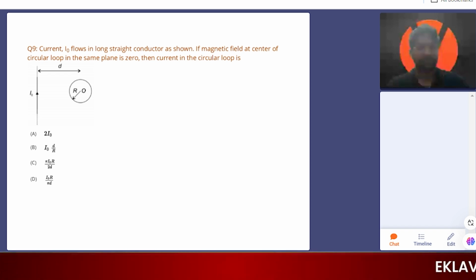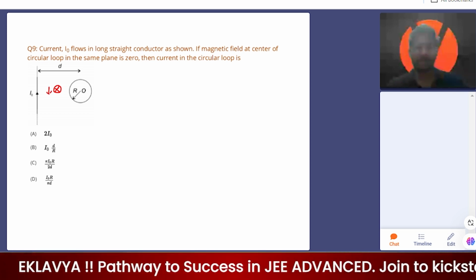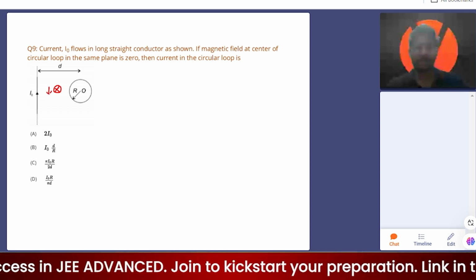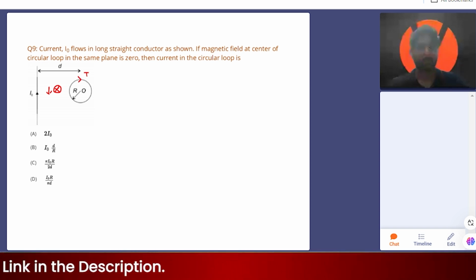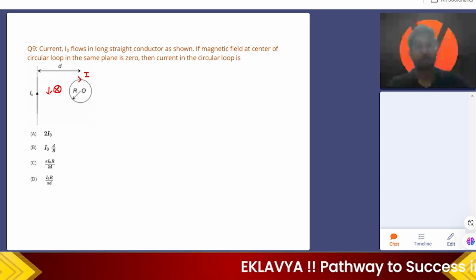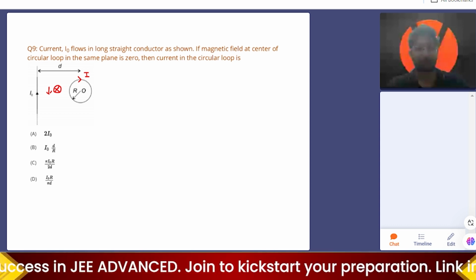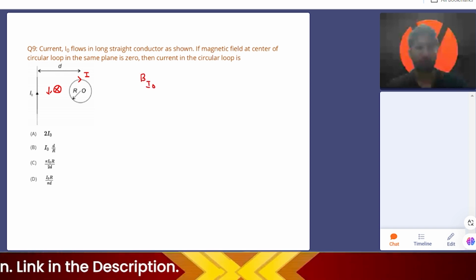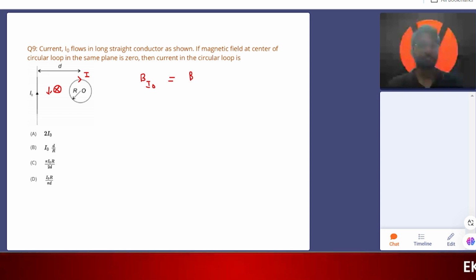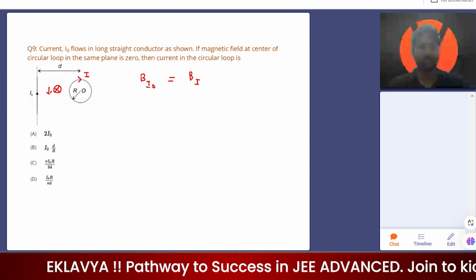So as the field is into the plane and it is reducing, we will have a clockwise induced current I that will be generated in this particular loop. Okay, so they are saying total magnetic field at the center of the loop is 0. That means the magnetic field because of the I naught must have been equated with the magnetic field because of the current I.